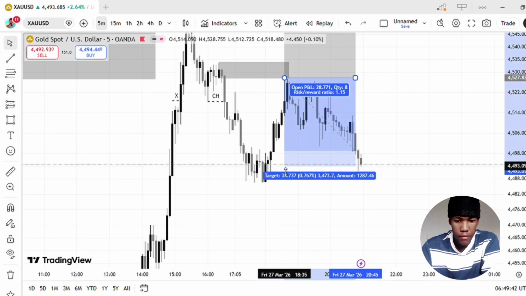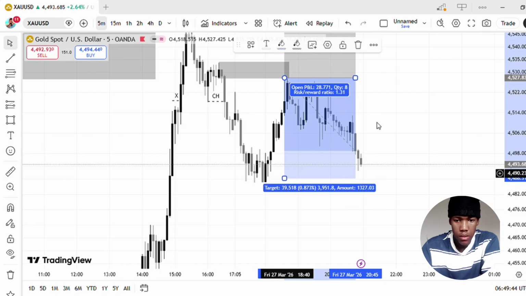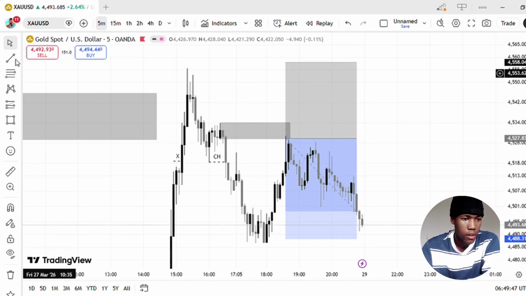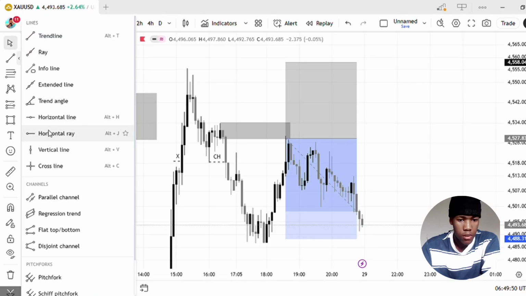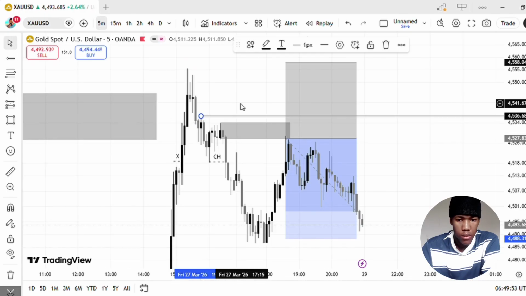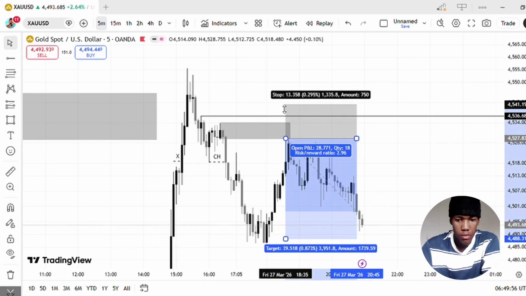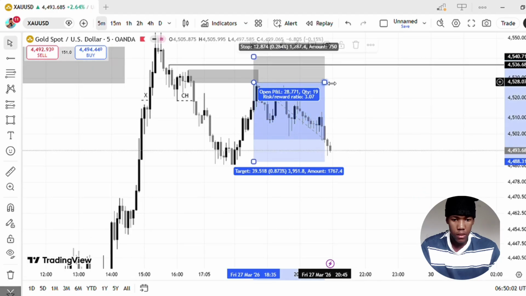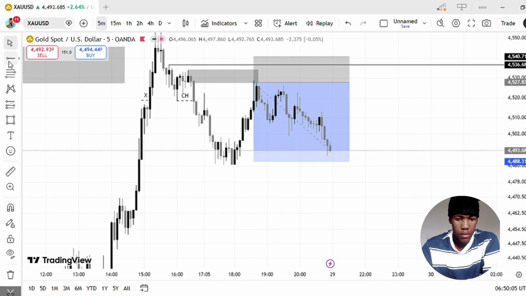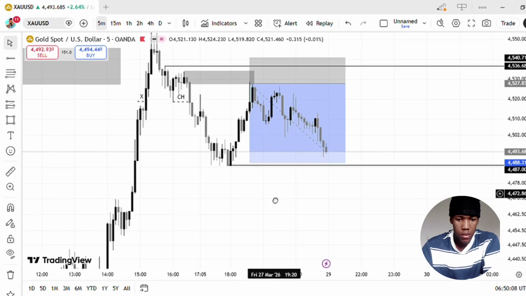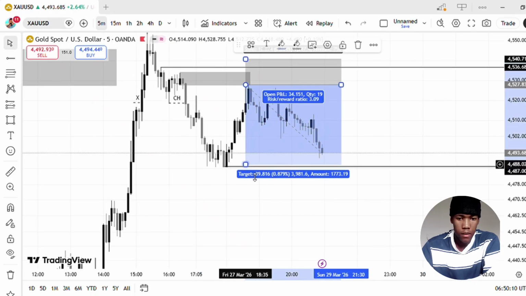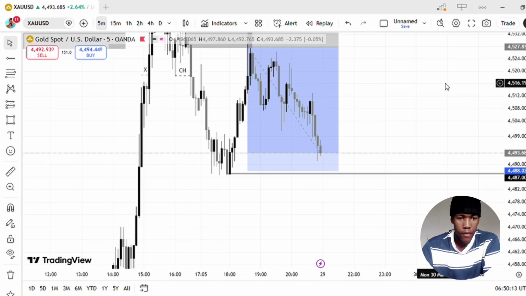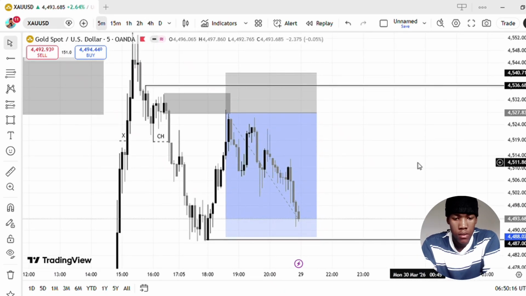I took my take profits. I'm actually still on this trade. For my stop loss, I placed my stop loss above this last week rejection. My stop loss was all the way above there, and for my take profits, my take profit is all the way down here. So as you can see, in this trade I am still in profit. I am just waiting for a couple of pips before I actually hit my take profits.